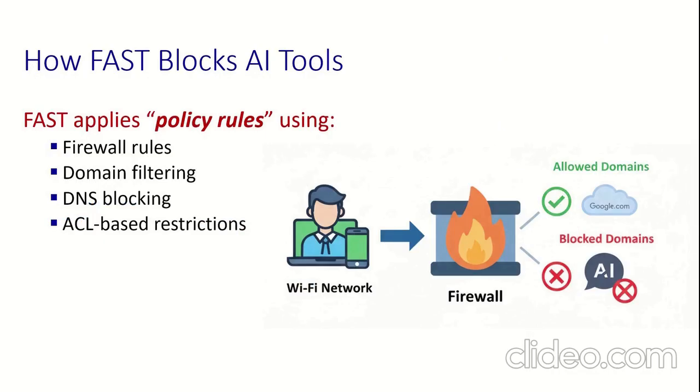Now, even after the authentication, some services are still blocked. For example, ChatGPT is often inaccessible. So what's happening is that the controller filters the domains and applies ACLs, which is the short form of Access Control List, showing how captive portals enforce role-based policies.